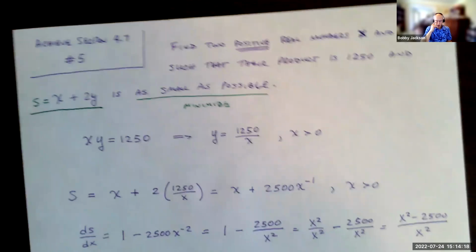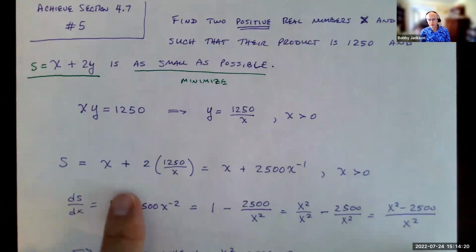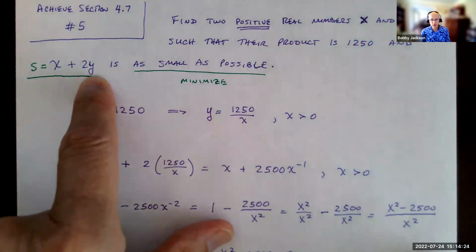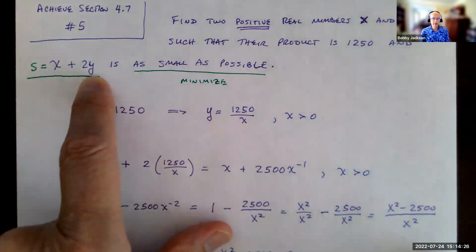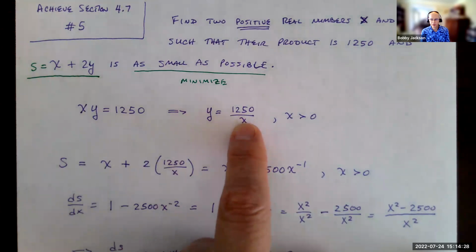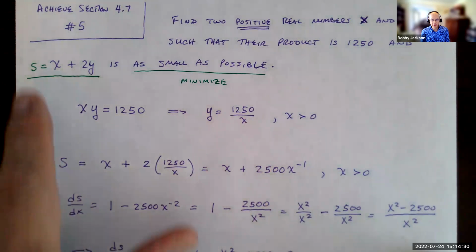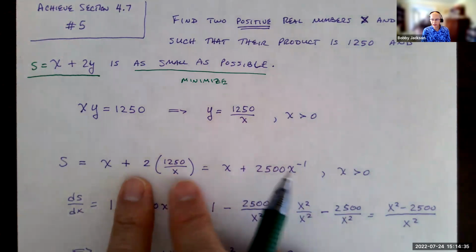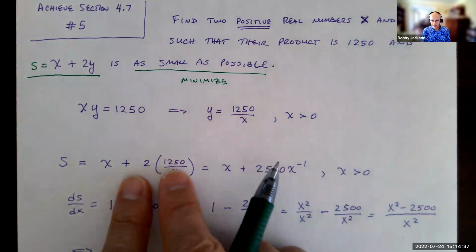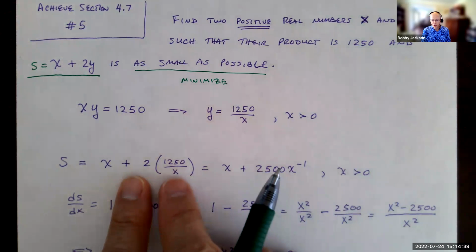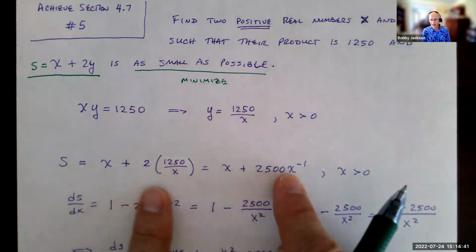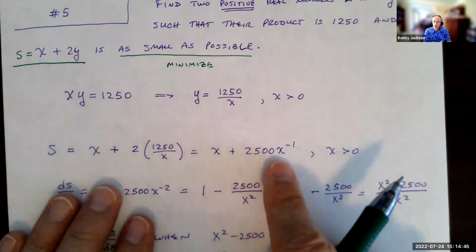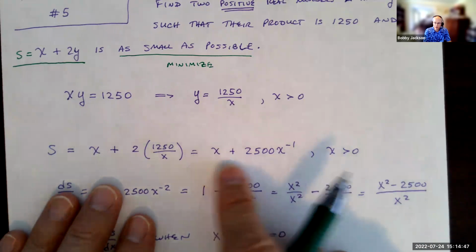Okay, so we need it to be a function of one variable here, and since I've solved for y, I can replace y in this function with 1250 divided by x, and that's what I've done here. So s is just x plus 2 times y, which is this. Cleaning that up, I get x plus 2 times 1250, which is 2500. 1 over x is the same as x to the negative 1. I like to write it that way because I am about to take the derivative. And again, x is positive in this.